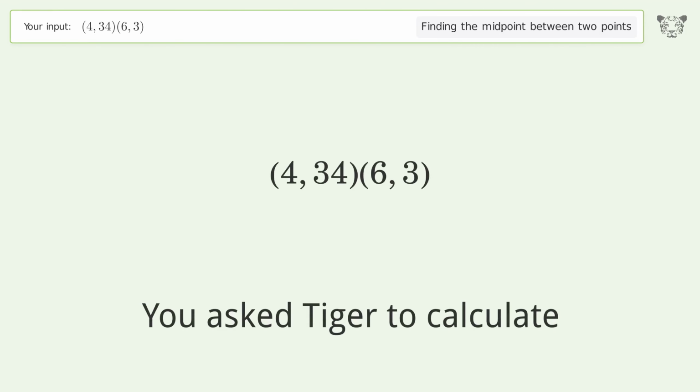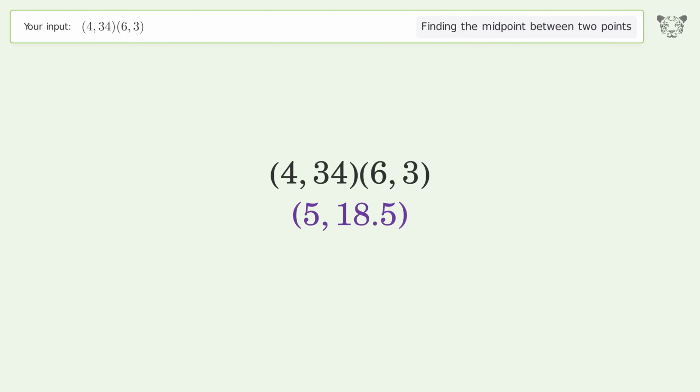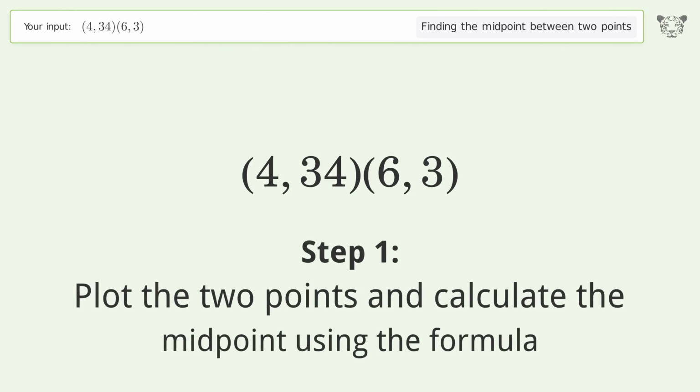You ask Tiger to calculate. This deals with finding the midpoint between 2 points. The midpoint between the 2 points is 5, 18.5. Let's solve it step by step. Plot the 2 points and calculate the midpoint using the formula.